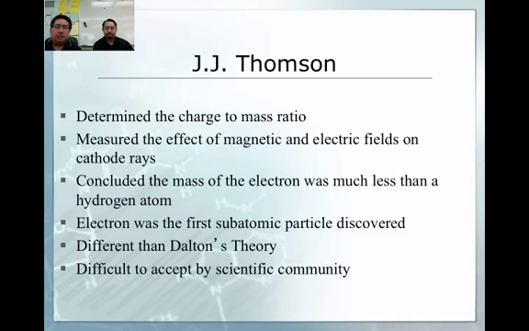A protege of Crookes was J.J. Thomson, and basically he took the Crookes tube, or cathode ray tube, and studied the electron a little bit more carefully. He was able to actually determine the charge to mass ratio of electrons. Basically, the way he did that is he measured the cathode rays in response to different magnetic and electric fields, and he was able to show that the mass of the electron was much less relative to a hydrogen atom.